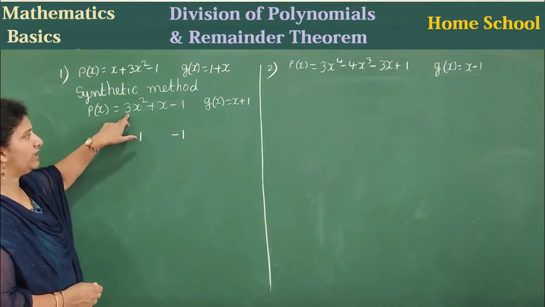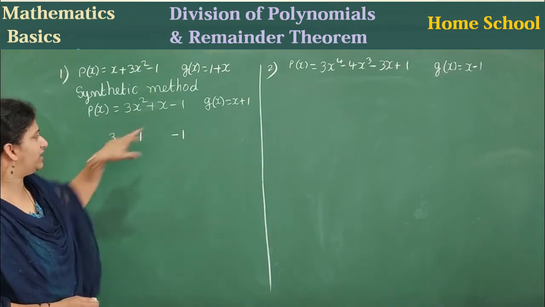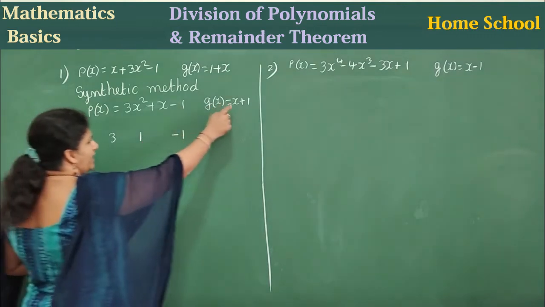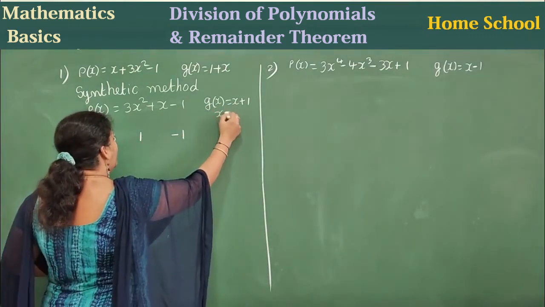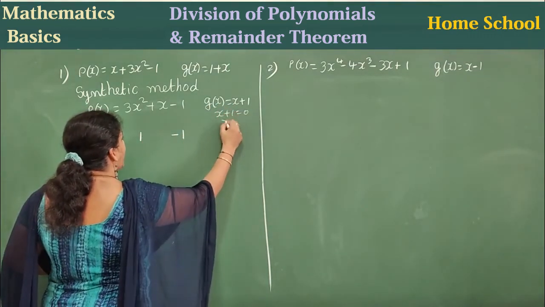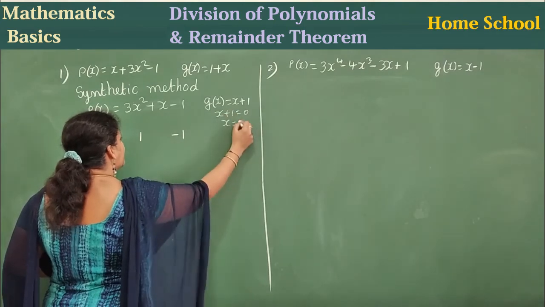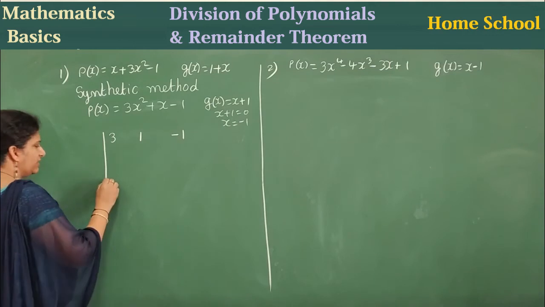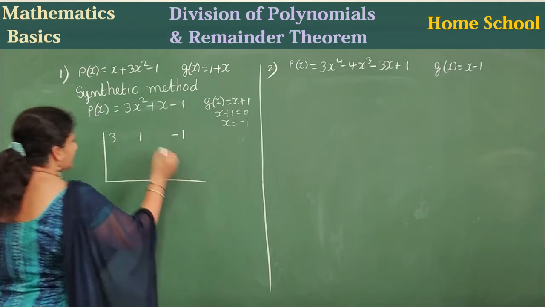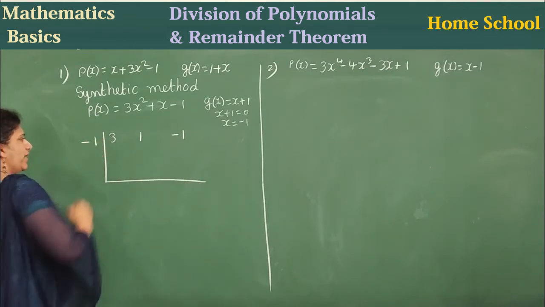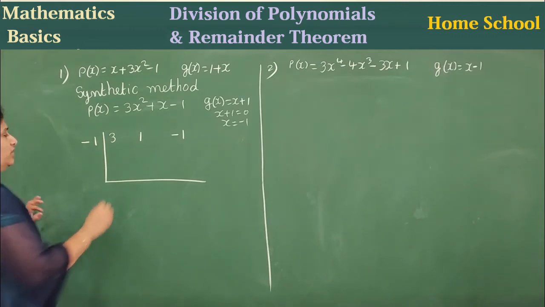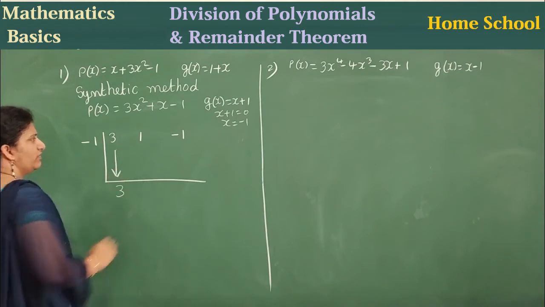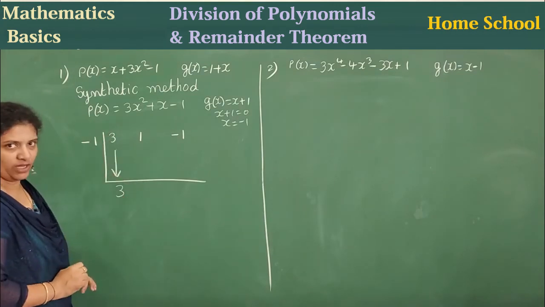Given the polynomial, I have written the numerical coefficients with a little space in between. Now, find the zero of this polynomial. x plus 1 equals 0, so x is equal to minus 1. In this method, put a box like this, with minus 1. Now, drag the first number down as it is, 3 as it is.